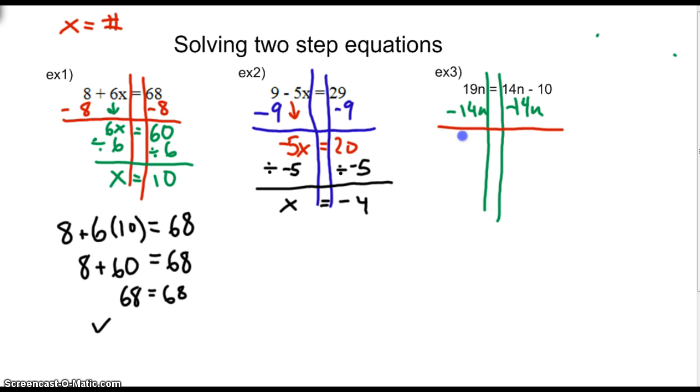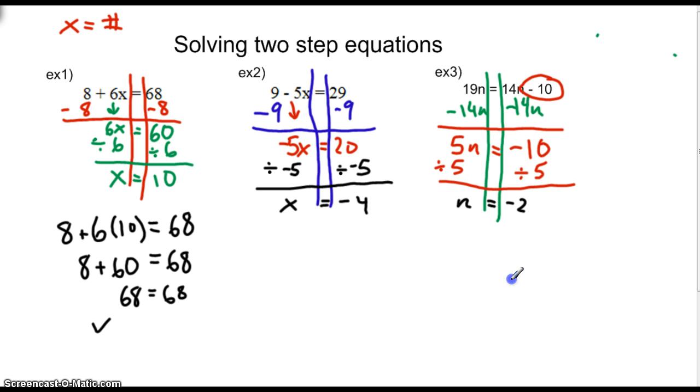19n minus 14n is 5n. And, ooh, this is interesting. It's minus 10. So you need to bring down the negative 10. When you divide each side by positive 5. Now remember, a negative divided by a positive is going to be a negative. So n is equal to negative 2.